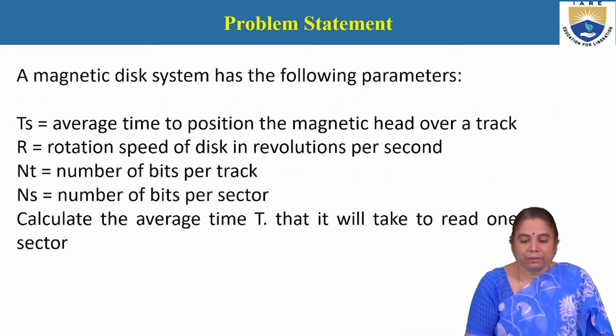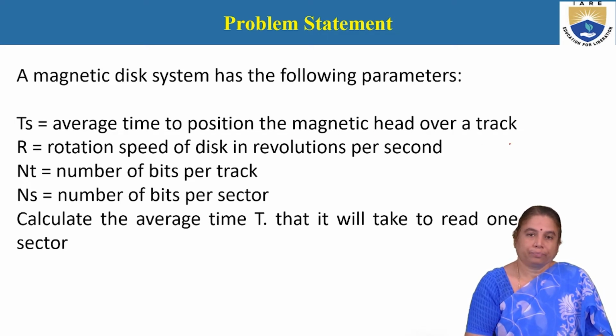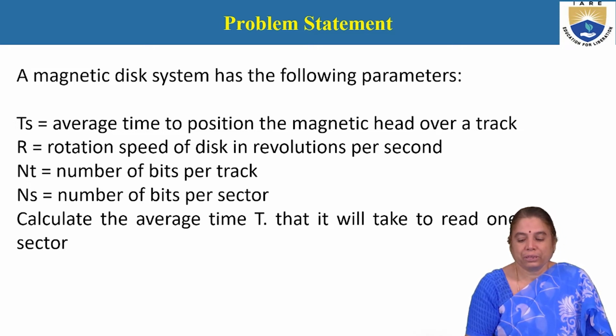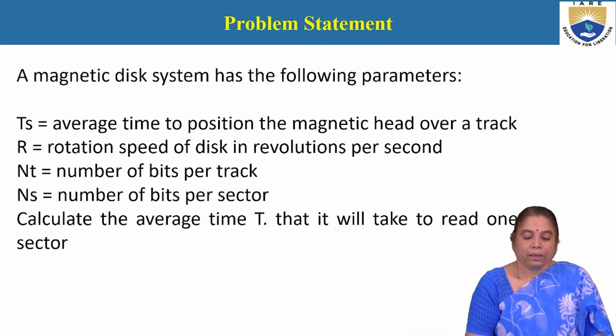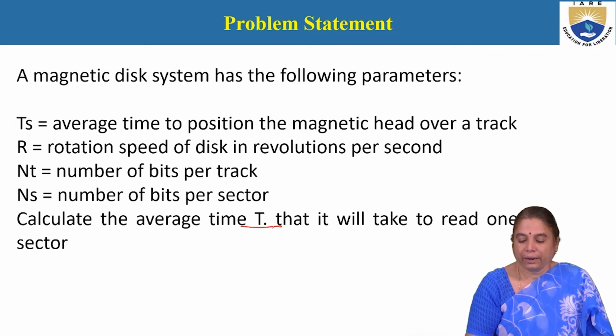A magnetic disk system has the following parameters. Ts is the average time to position the magnetic head over a track. R is the rotational speed of the disk in revolutions per second. Nt is the number of bits per track. Ns is the number of bits per sector. Calculate the average time T that it will take to read one sector.